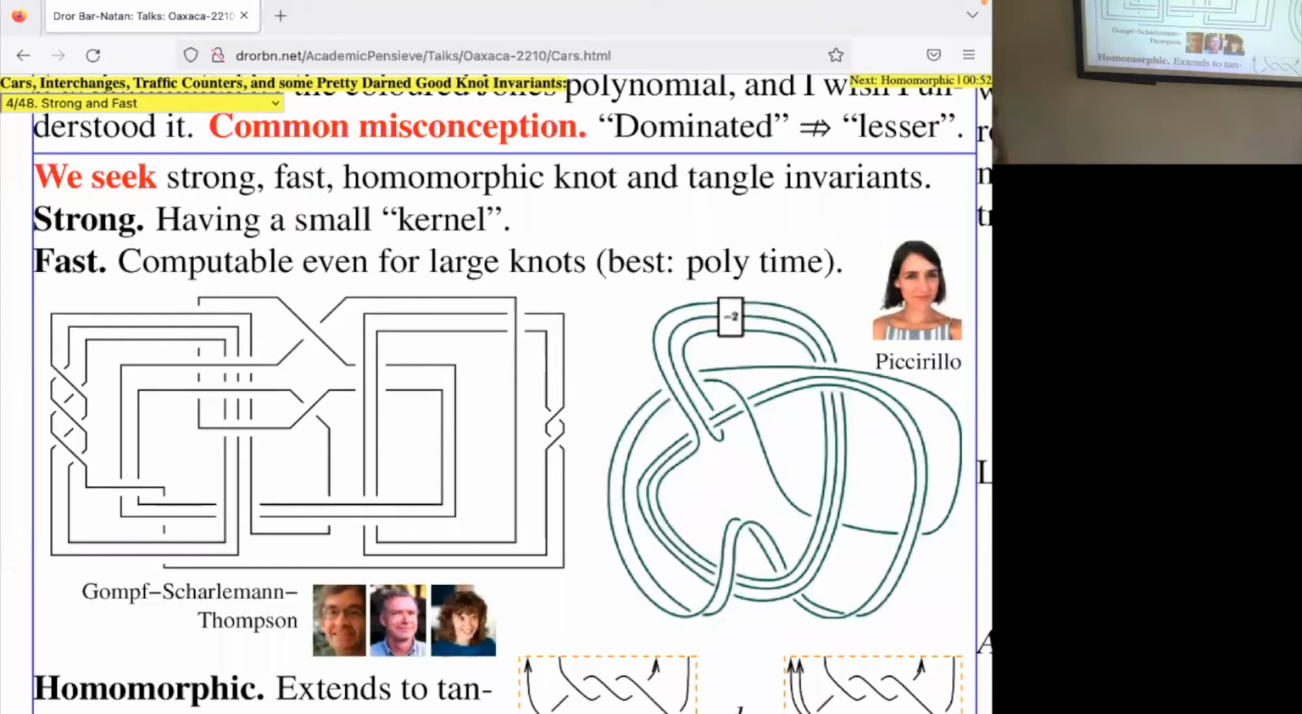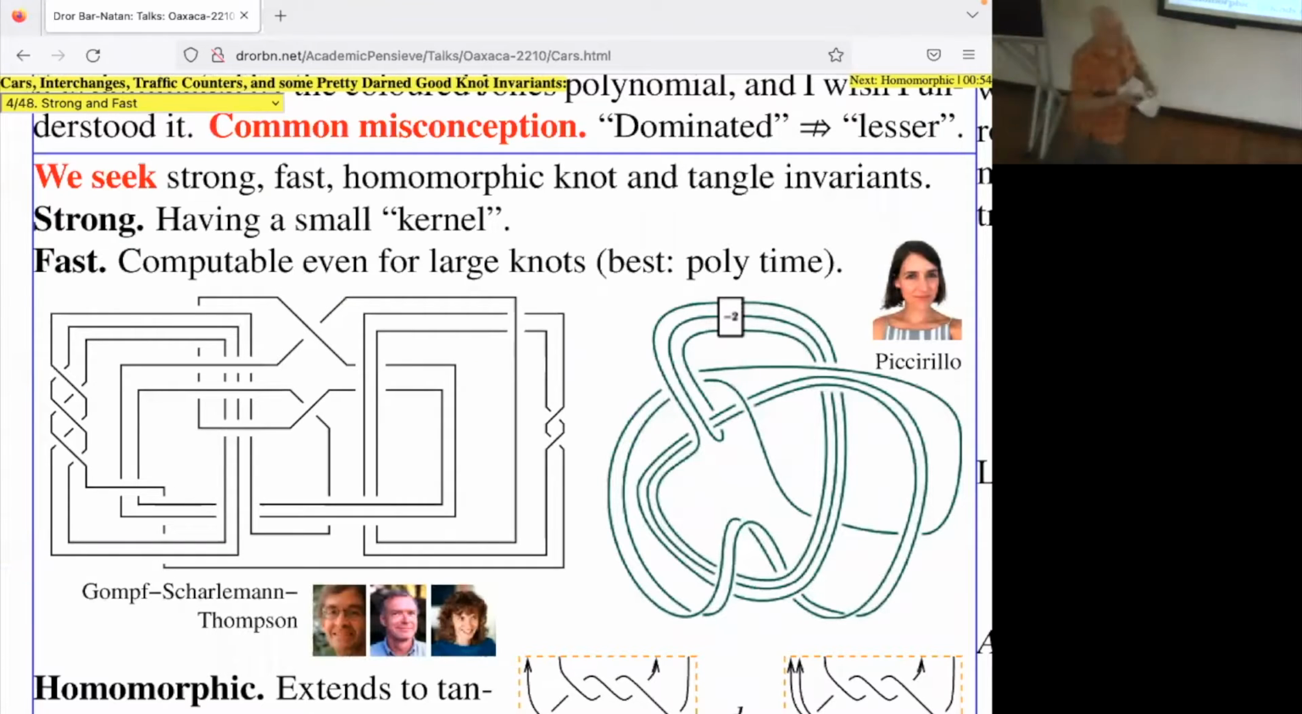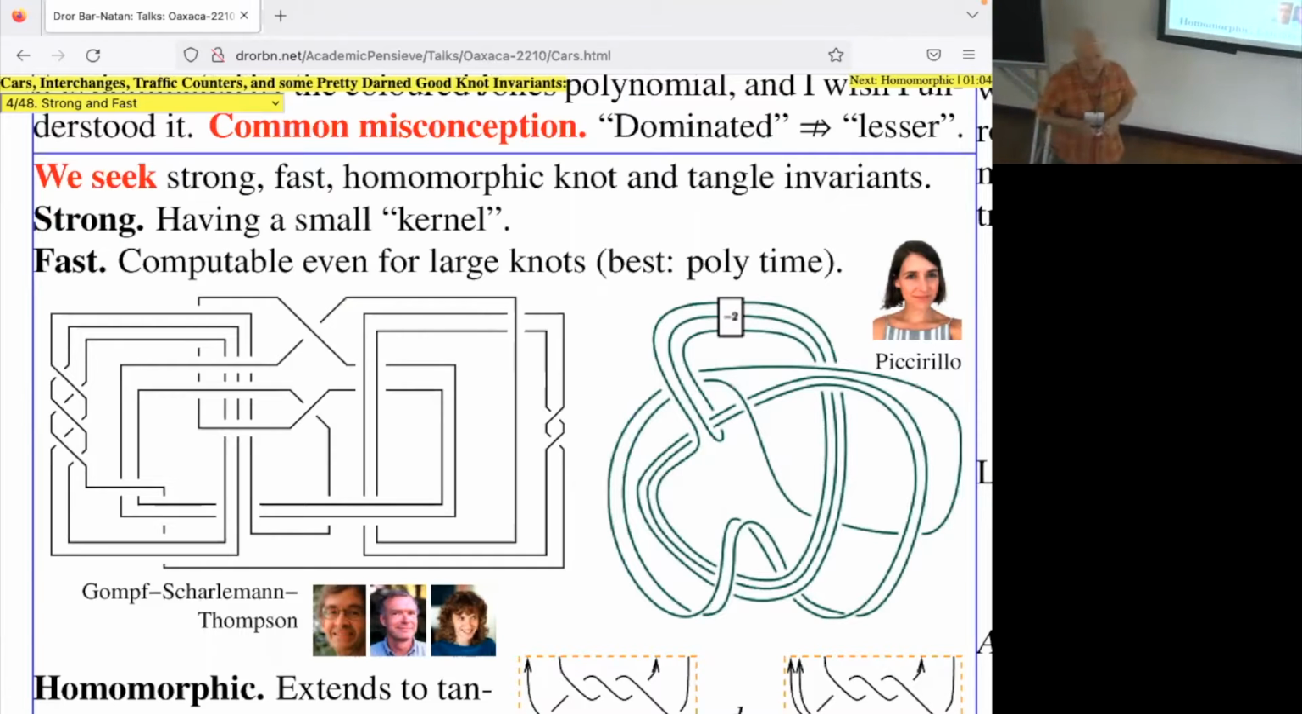And let me start. So we seek strong, fast, and homomorphic, not entangled invariants. So let me first explain these words.